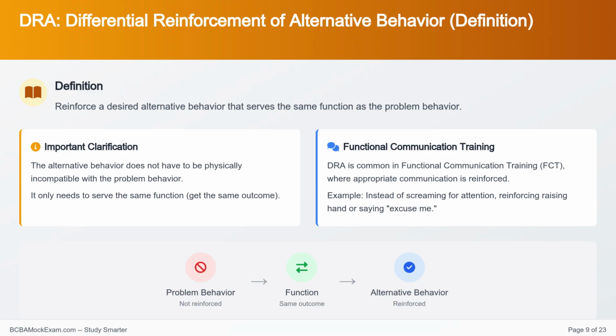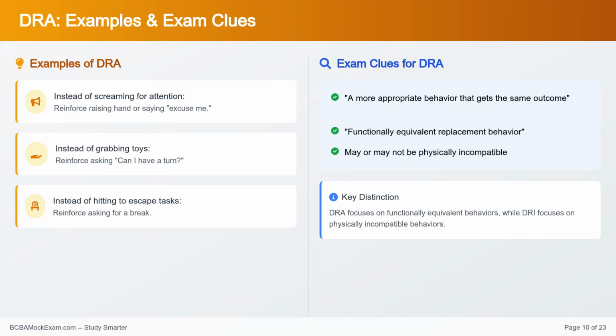Now we move to one of the most commonly used strategies, DRA, Differential Reinforcement of Alternative Behavior. This might be the most practical and flexible of all the DR procedures. Instead of picking an incompatible behavior, we pick a functionally appropriate alternative. If a student screams to get a break, you reinforce requesting a break. If they grab toys from others, you reinforce asking for a turn. DRA is all about, what would be a better way for you to get what you want? It's aligned with the function of the behavior.